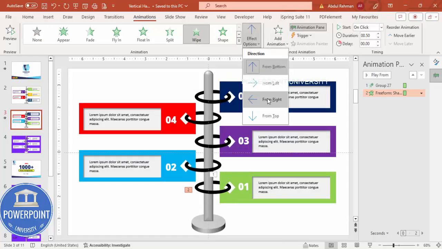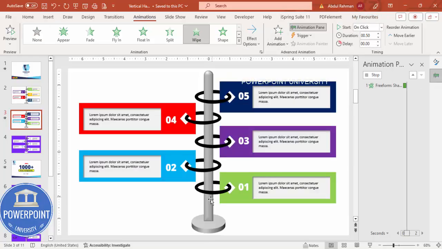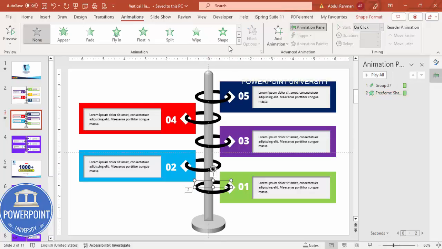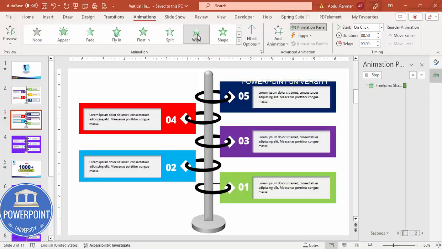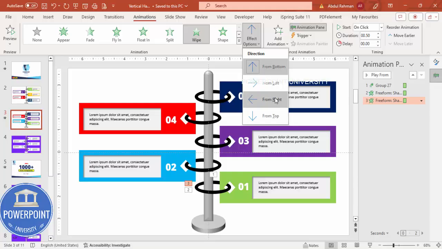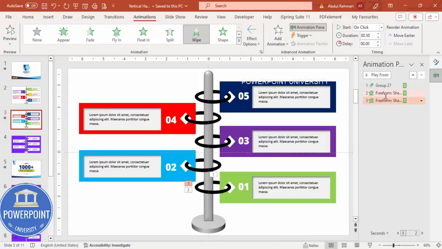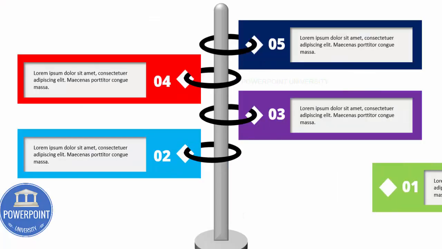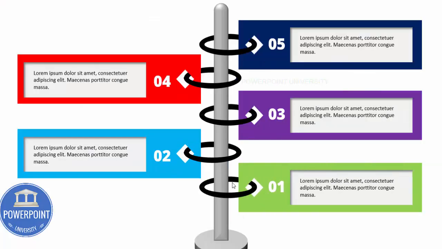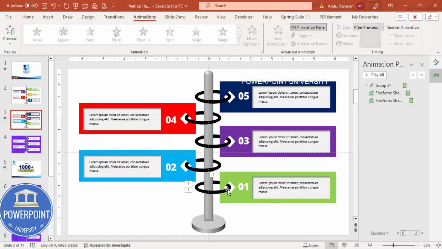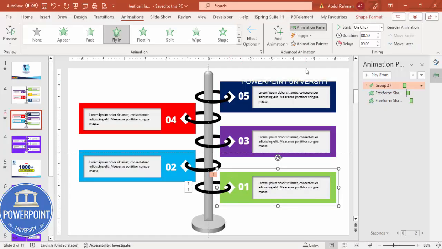A wipe effect, it should come from right, and then the other half, again I'm going to use a wipe effect. Again, this should happen from right. So now if I play, this one should happen after previous, and this should happen also after previous. So if I play, this will come, and then this will get tied with the help of this ring. Now same thing I'm going to continue. I'm going to copy this one.